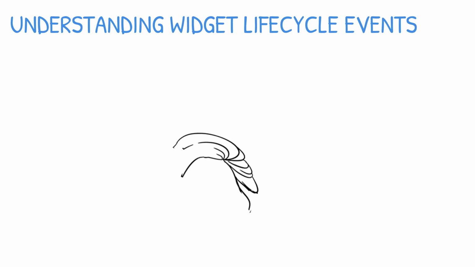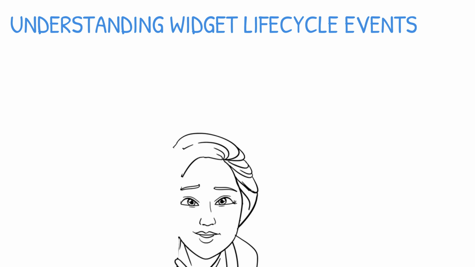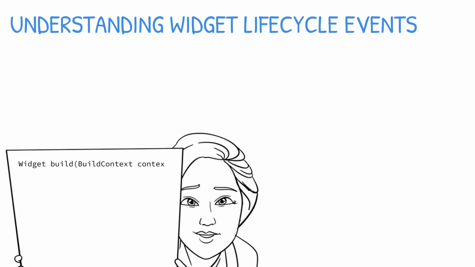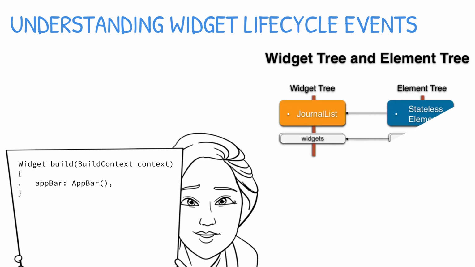Each stateless or stateful widget has a build method with a build context that handles the location of the widget in the widget tree. The build context objects are actually element objects, an instantiation of the widget at a location in the tree.